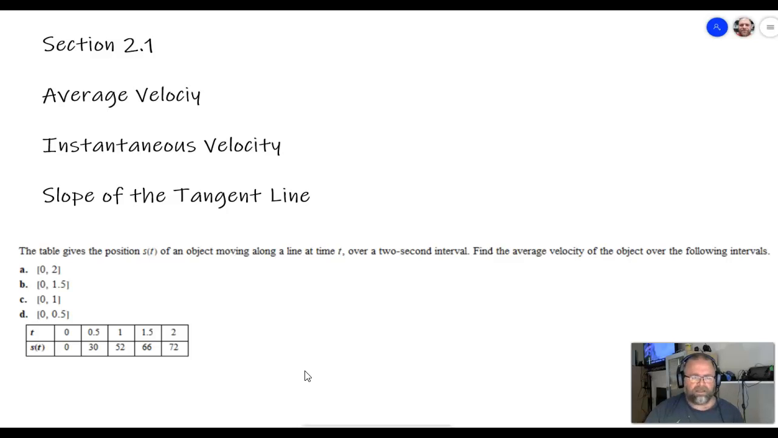Today I want to take a look at section 2.1. We'll talk about the different topics that are introduced in it, and we'll look at some examples. So we're going to be looking at average velocity, instantaneous velocity, and slope of the tangent line. Now it's really important that we read these sections, read the definitions, and look at the examples because it will help enhance our understanding of the material.